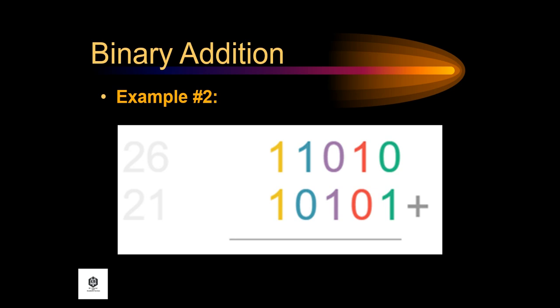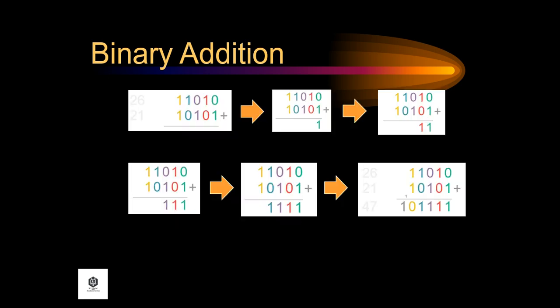Next, for example number 2 of binary addition, the given numbers are 11010 or 26 in decimal plus 10101 or 21 in decimal. The solution is 11010 plus 10101. The solution will be 0 plus 1 is equal to 1.